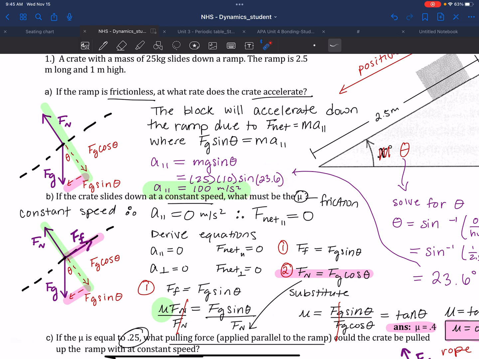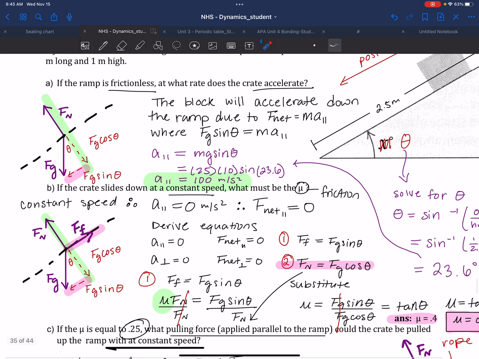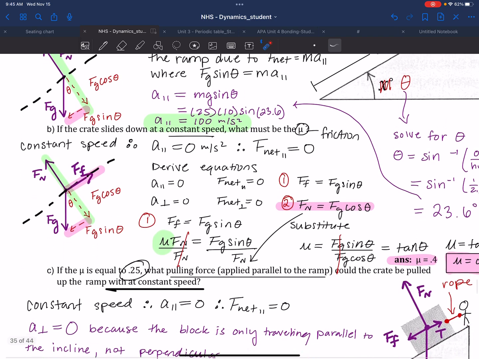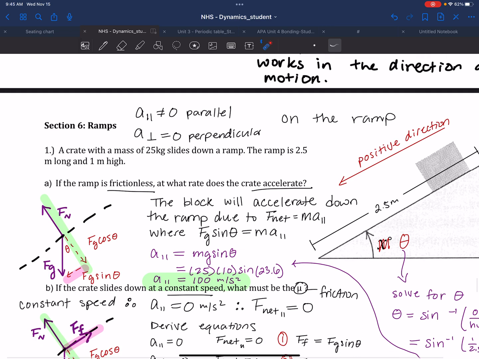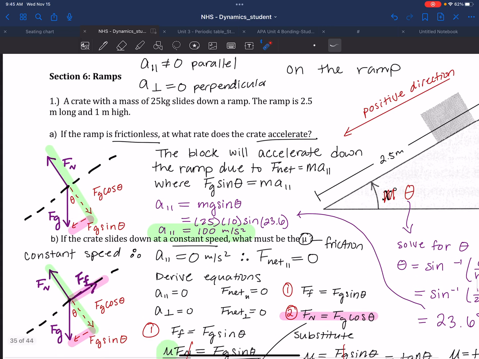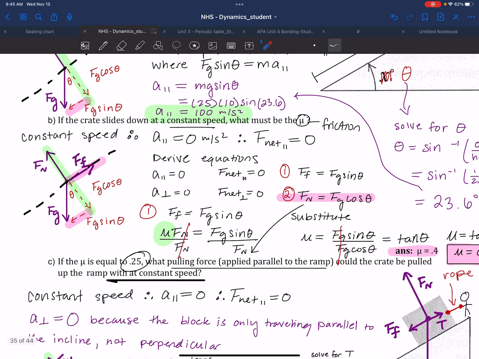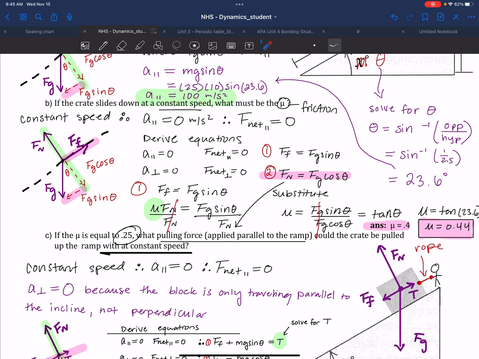So your acceleration down the ramp is 100 meters per second squared, which is a very high acceleration. So this object is accelerating a lot, actually, and we can see that because it's a very heavy object, and this is a sudden acceleration, okay? And this acceleration is actually higher than gravity, so I don't think this is a super realistic problem, but that's what the answer is.